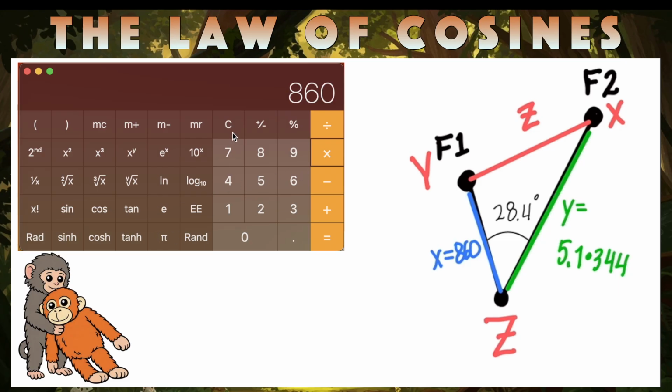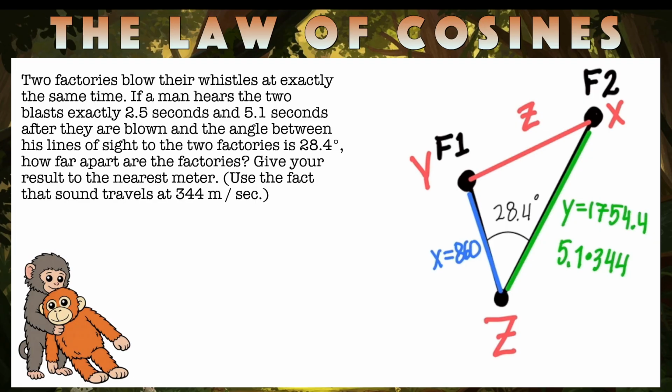Oops, I didn't mean to hit that. Where's clear? Okay, so 5.1 times 344 and we get 1754. And I used 344, so hopefully that was the right number. Yeah. Okay, so now I can erase that little side work.